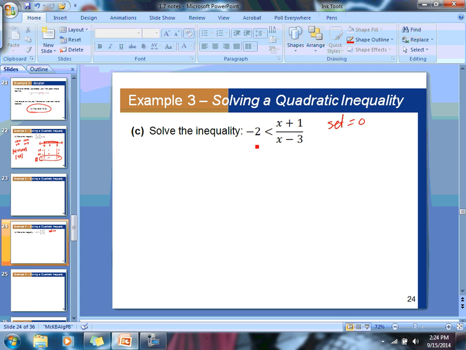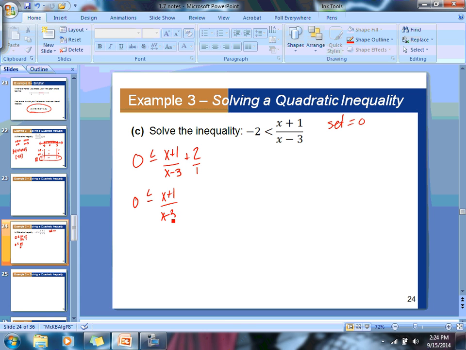So I'm going to add the 2 over to the other side, because adding that 2 over is a lot easier to deal with than moving that fraction over to the other side. So now basically I have 2 fractions that I'm adding. So I need a common denominator. And that common denominator is going to have to be the x minus 3.